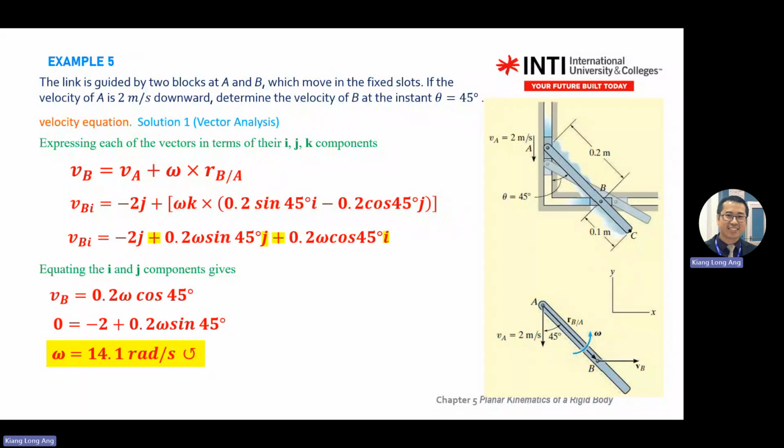So once you find omega, you can find VB. VB equal to omega R. This one you substitute here, you get your VB.